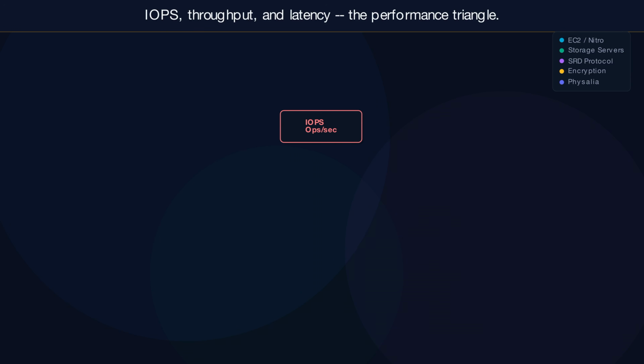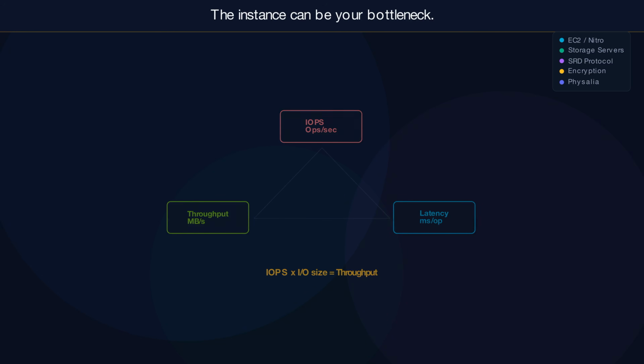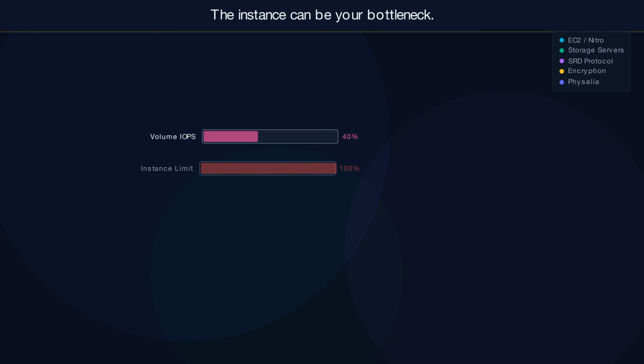Performance tuning starts with understanding 3 metrics: IOPS, operations per second, throughput, megabytes per second, and latency, time per operation. These are related. IOPS times I/O size equals throughput. Latency increases when queues build up. This is queuing theory in action.